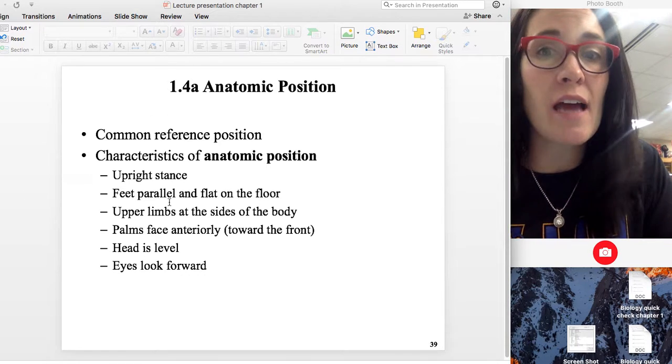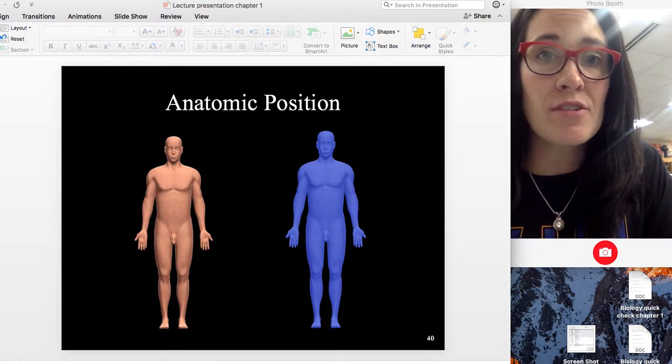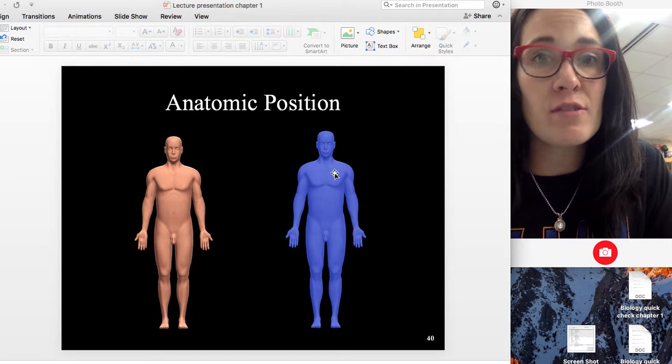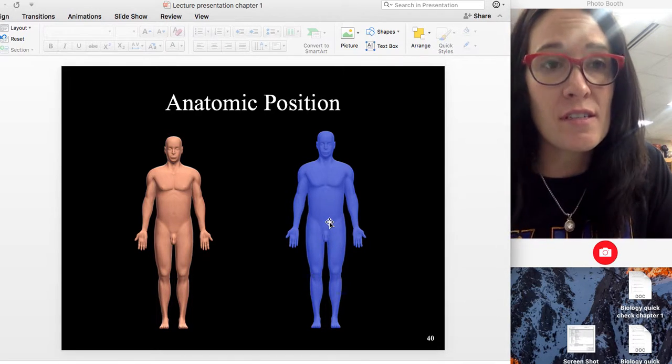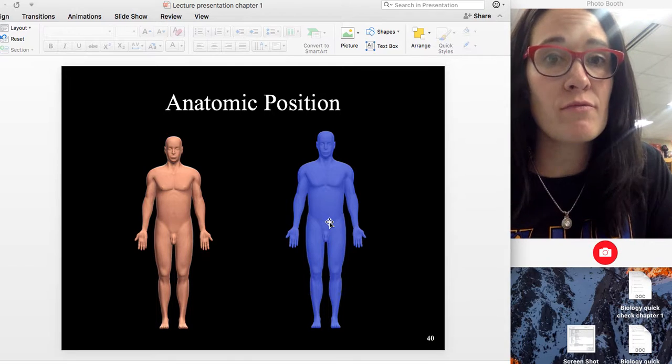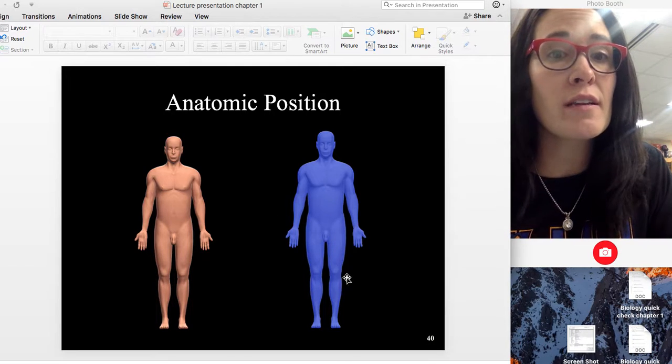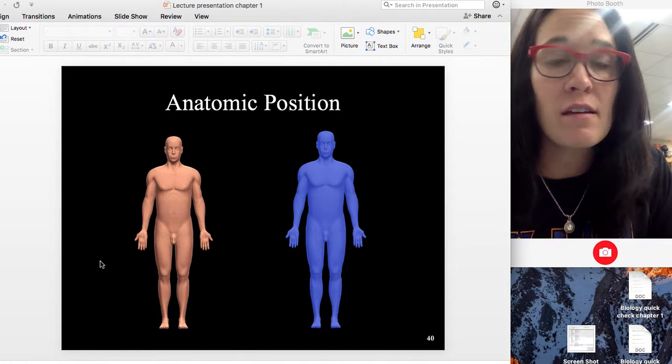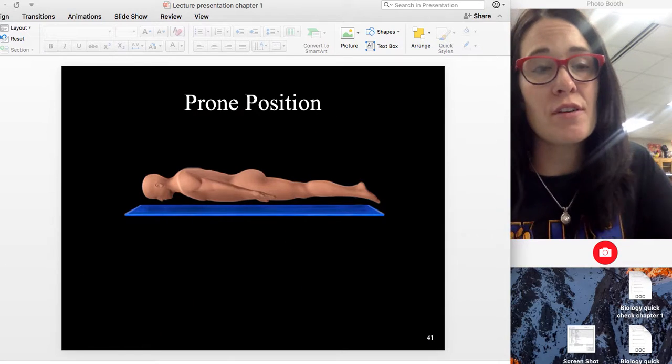And you can see it in text here what it is, but I'll show you the image. And this individual is in correct anatomical position. It's standing upright, face forward, palms forward, and the feet slightly apart. That is correct anatomical position.